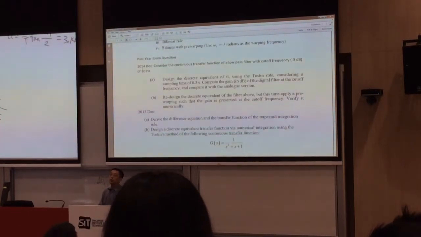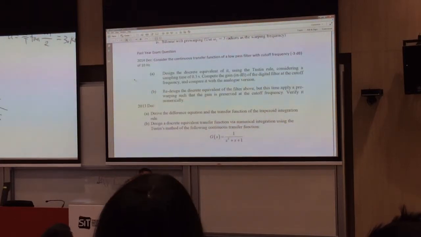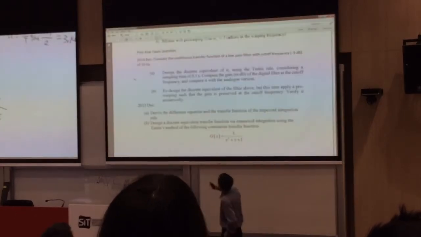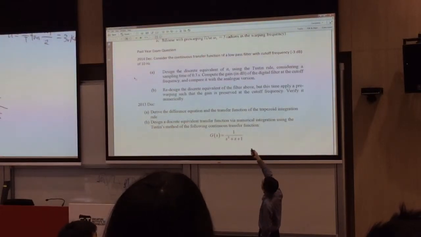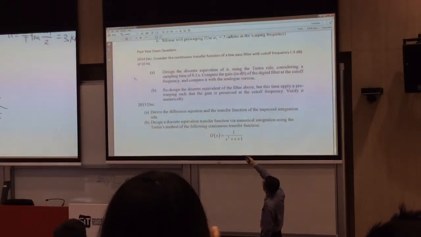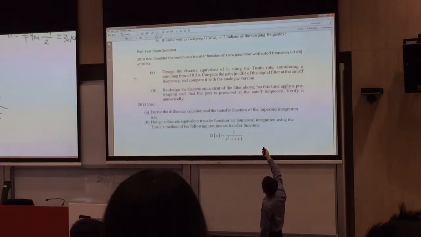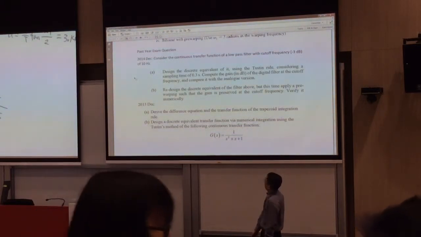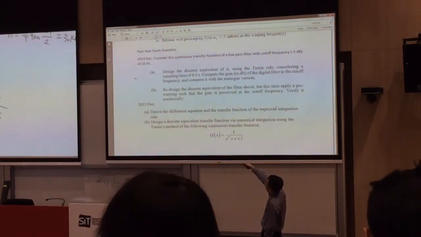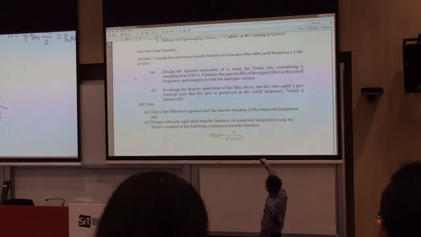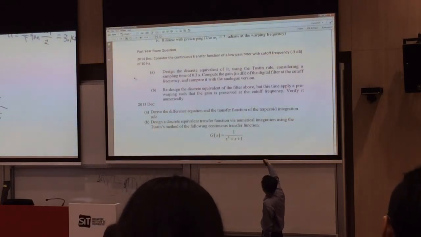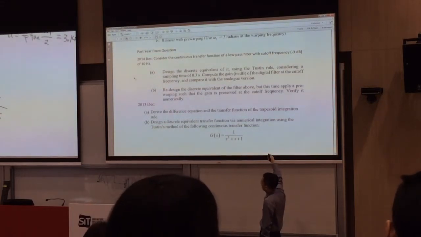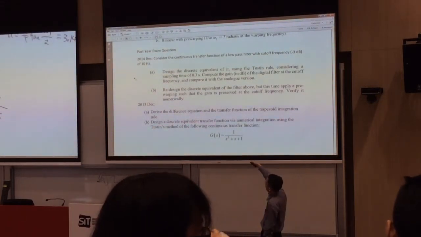And we also show you the last 2 years' exams. So in 2004, which is last year, they give you a low pass filter and ask you to find out the equivalent by the Castings method, then do the pre-mapping. 2 years ago, they ask you to derive a different situation of this one using the trapezoidal method again, then design a discrete equivalent.